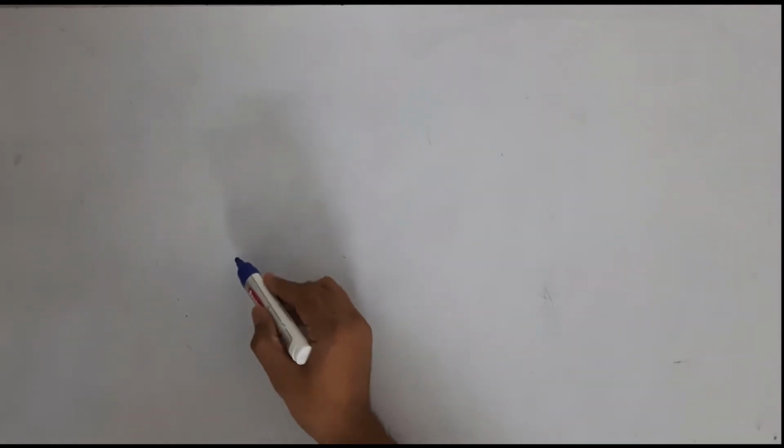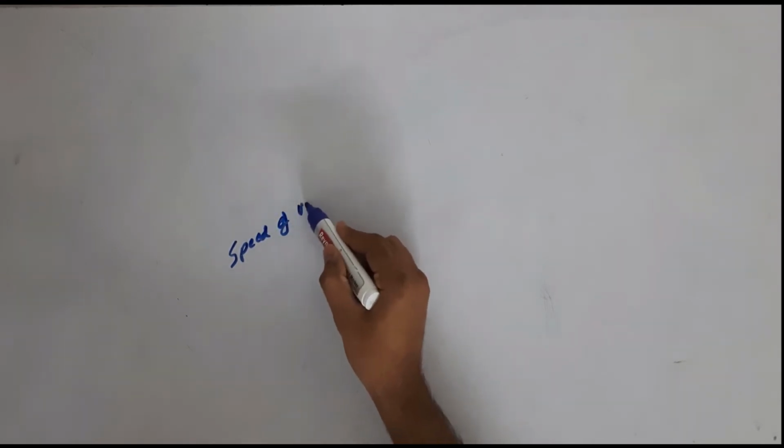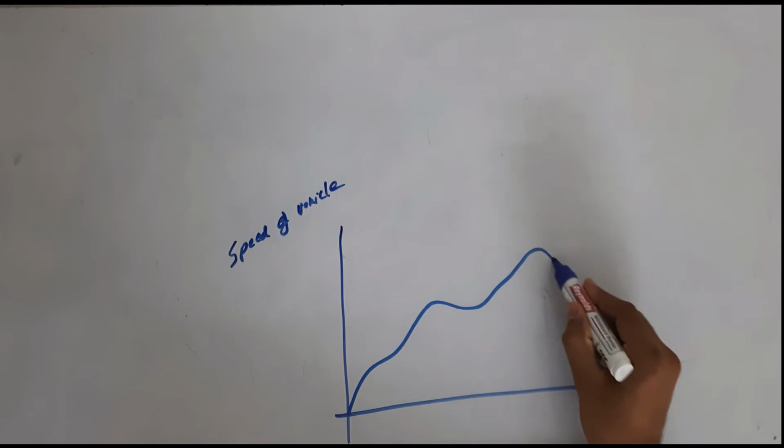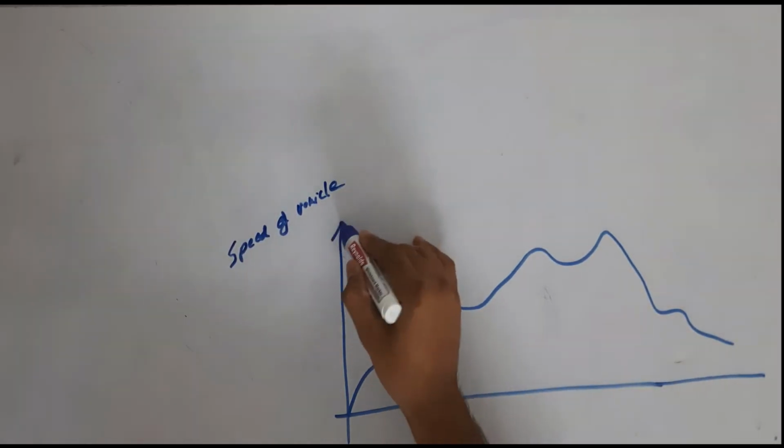Let's suppose we want to measure the speed of a vehicle. As you know, the speed of a vehicle can take any value during its operation. Like, we have started the vehicle, so from the beginning it will start from 0. It can take any value at any instance of time.